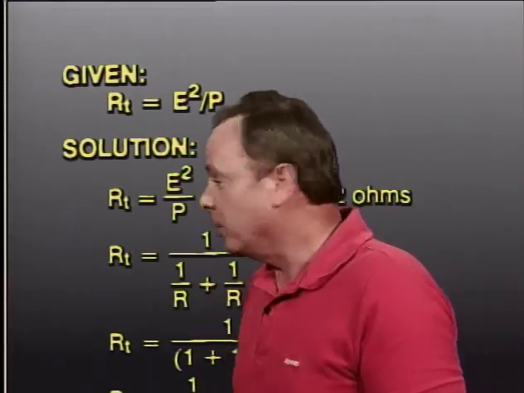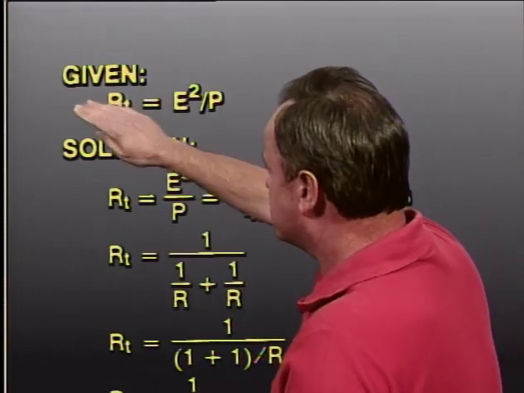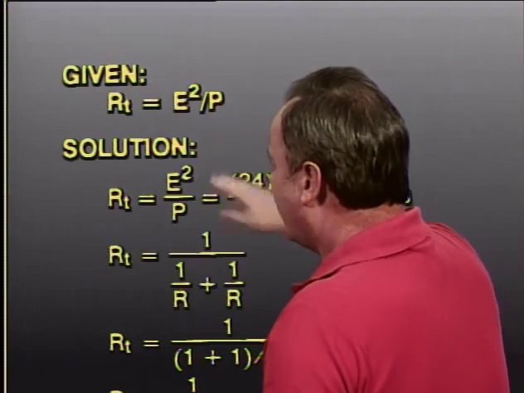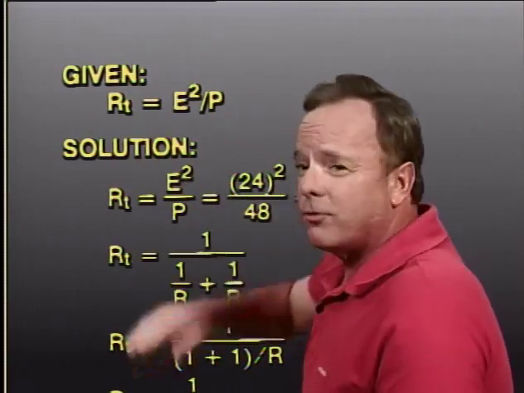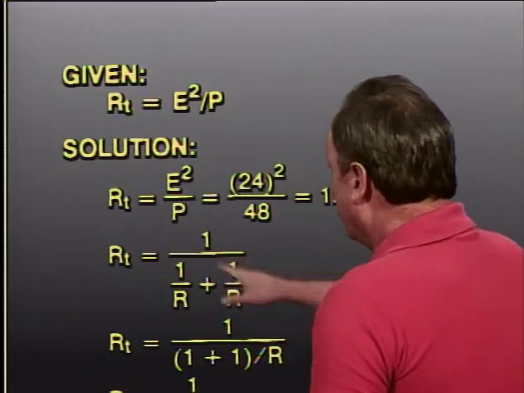Let's take a look at another bit of information they give you that's extremely valuable. They tell you that the total resistance in this circuit, they give you this formula, the total resistance is equal to the voltage squared divided by the power. So they give you that formula. That's a tremendous help. So now all we have to do is plug in some numbers.